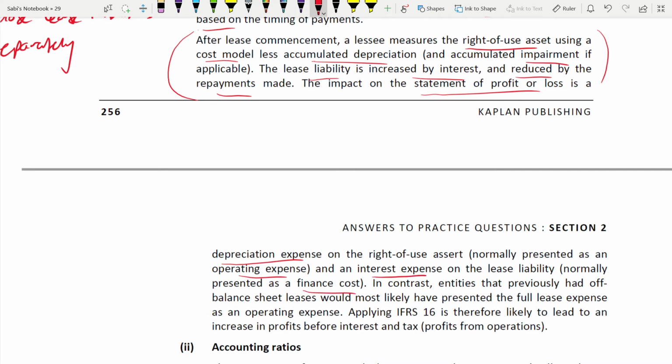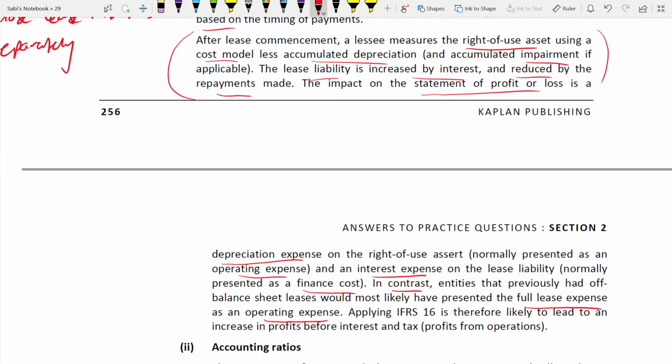Okay, so that means now, earlier how was it? In contrast, earlier you showed everything as a full lease expense, as an operating expense only. There's no separation of these two. So that means now the expenses are less. Earlier they showed a full lease expense as an operating expense. Okay, that means before you deduct your interest and tax, earlier expenses are more. Operating expenses you deduct before finance cost. So if your operating expenses are more, that means your profit before interest and tax will be less.